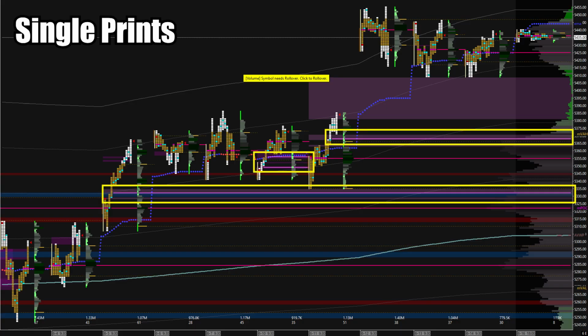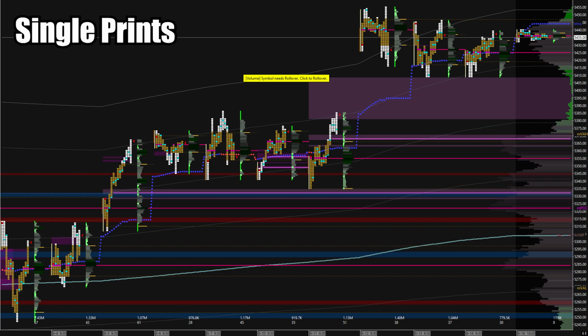The bright pink line indicates single prints, which are prices which only traded during one single period. We can think of these lines as areas where the market started trending and didn't look back.